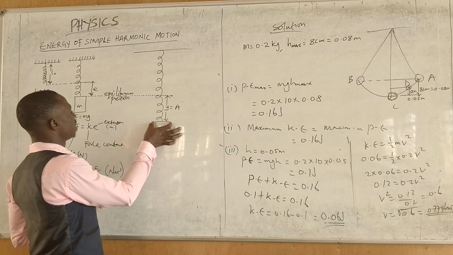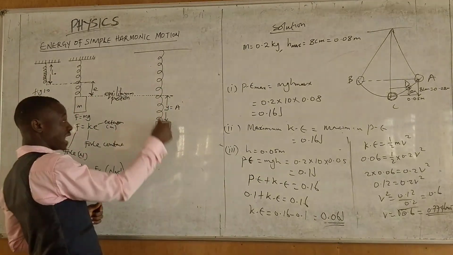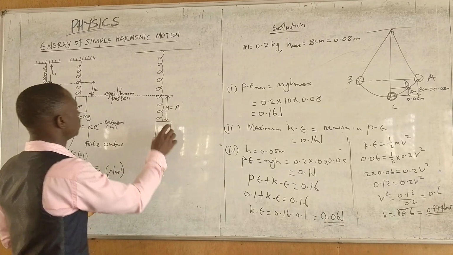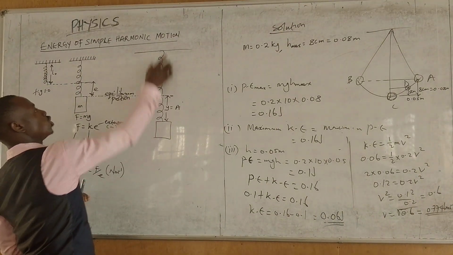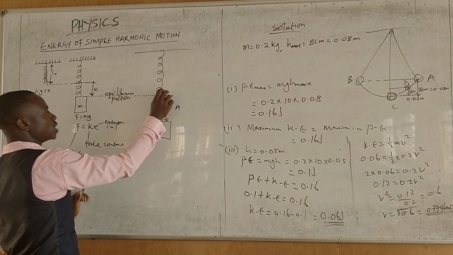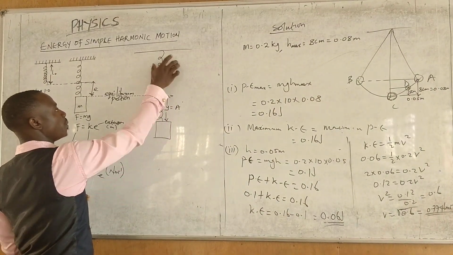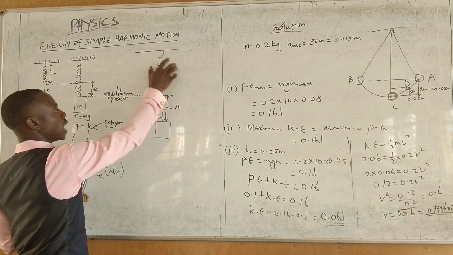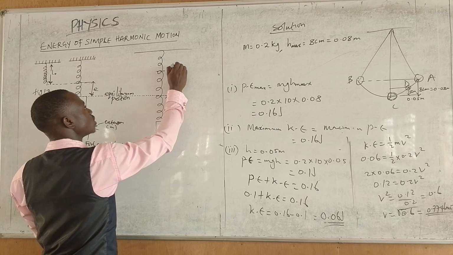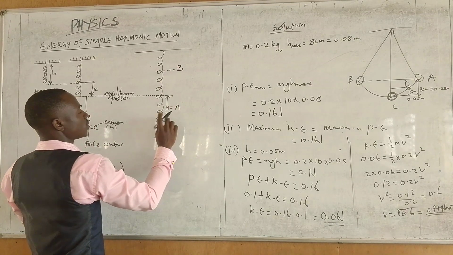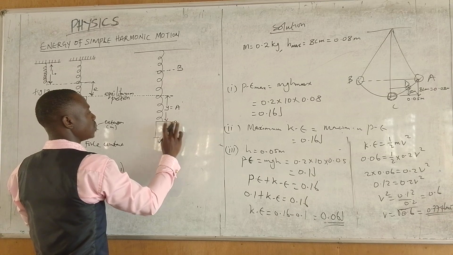So I displace it here and then I will release it. I use my own hand to pull it down and then release. When I release it, what happens? This mass now begins to oscillate to and fro about the equilibrium position. What do I mean by to and fro? It will go up and come back. So let me assume the maximum point it reaches here is point B. So let me call here point A.